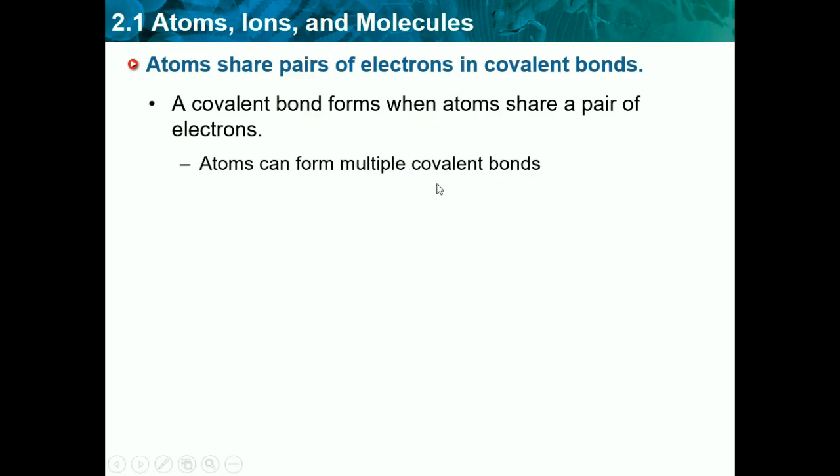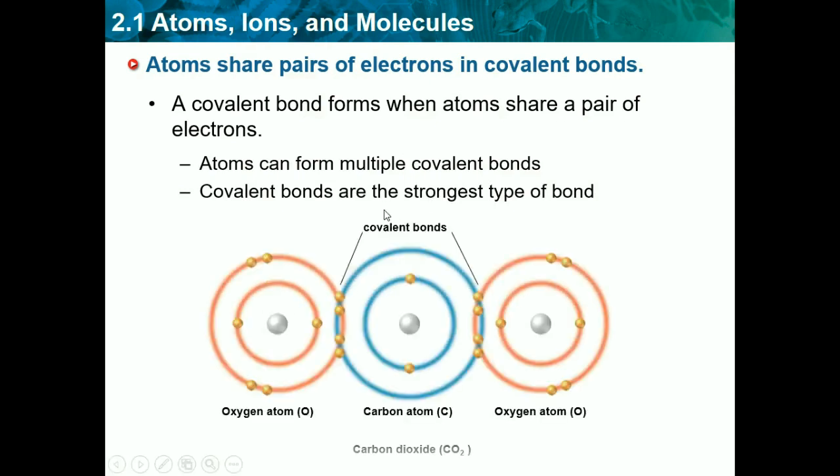Atoms can form multiple covalent bonds. Covalent bonds are the strongest type of bond, so they're way stronger than ionic. You can see how they share these middle electrons. So we have oxygen, carbon, and oxygen, CO2. See carbon dioxide right there, CO2.